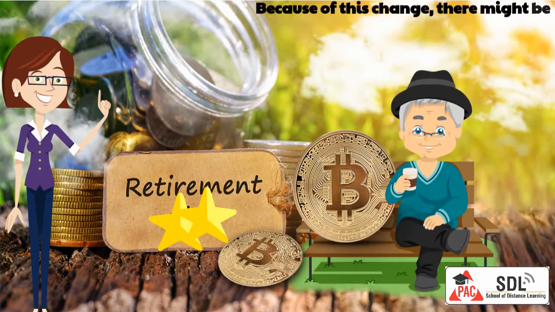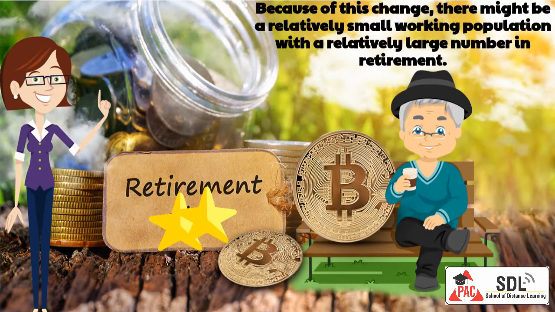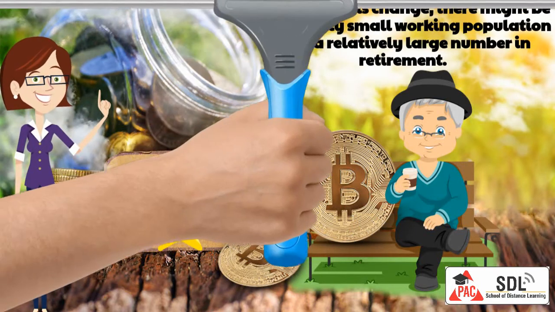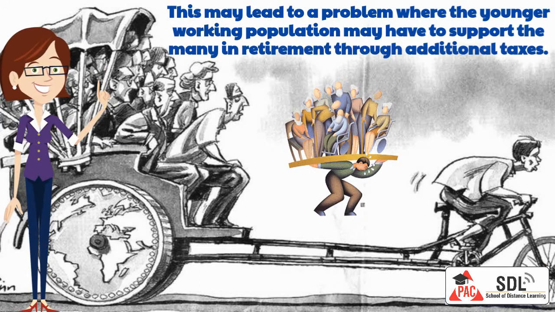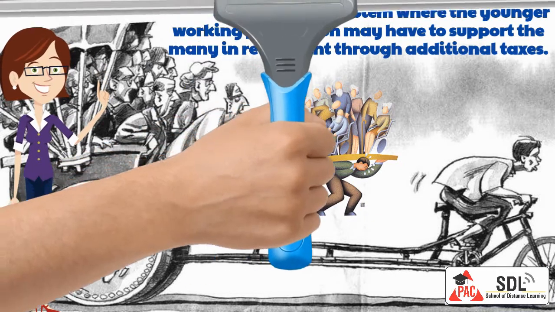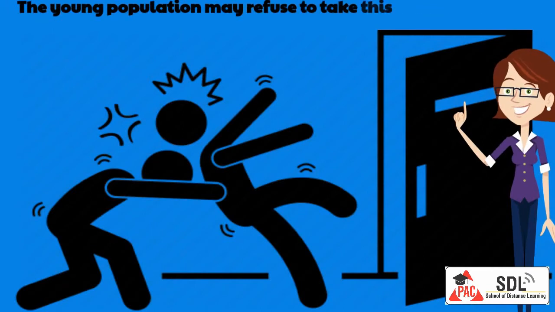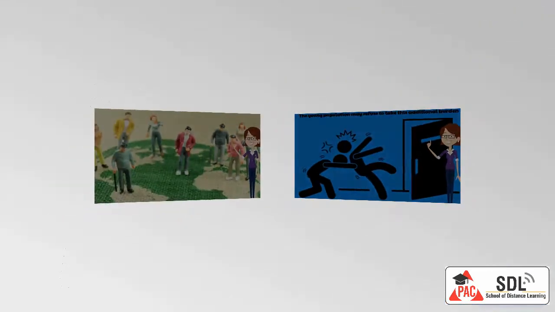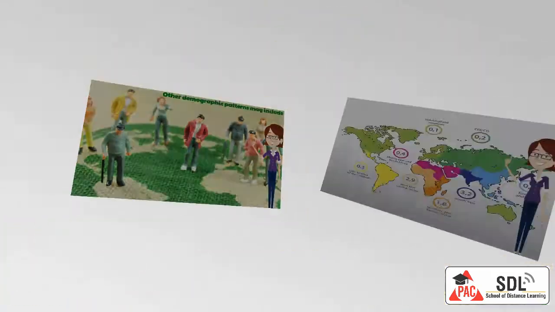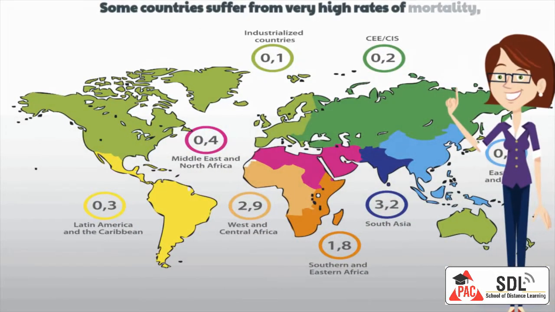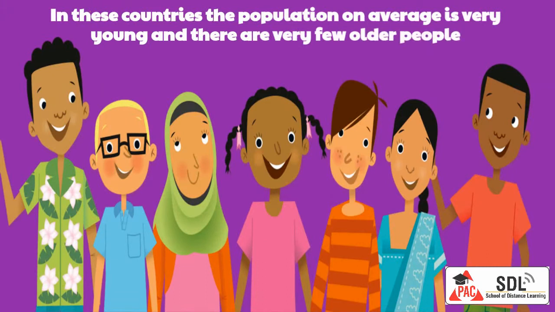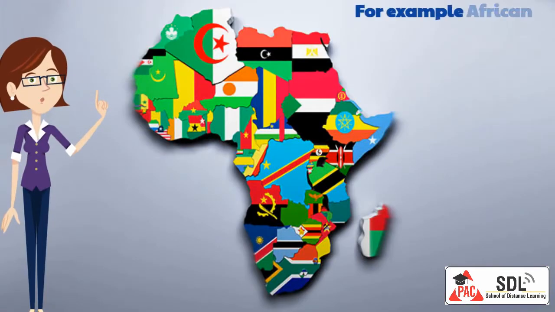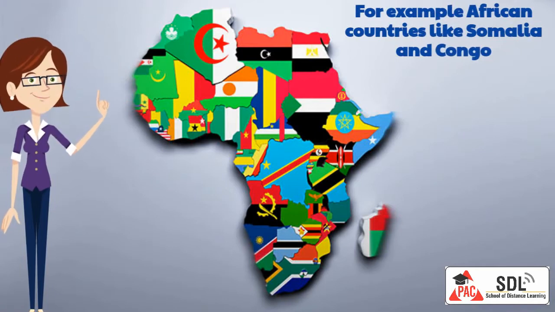Because of this change, there might be a relatively small working population with a relatively large number in retirement. This may lead to a problem where the younger working population may have to support the many in retirement through additional taxes. The young population may refuse to take this additional burden. Other demographic patterns may include: some countries suffer from very high rates of mortality, particularly due to disease. In these countries the population on average is very young, and there are very few older people. For example, African countries like Somalia and Congo.